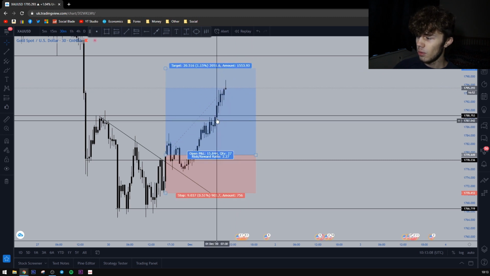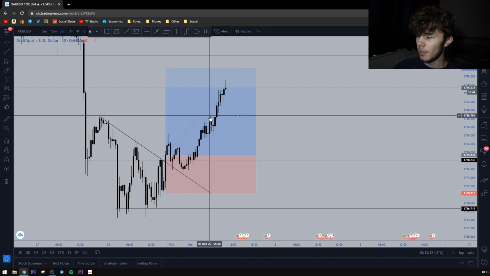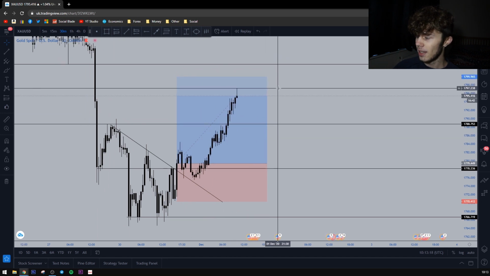We did have a little pullback here when price actually came up to this resistance area from the past, rejected off that and then bounced straight through it. But yeah, we'll see what happens and I will keep you updated on this trade.